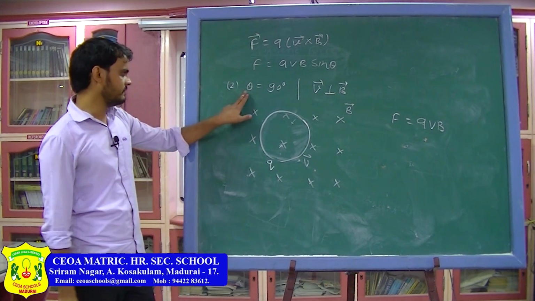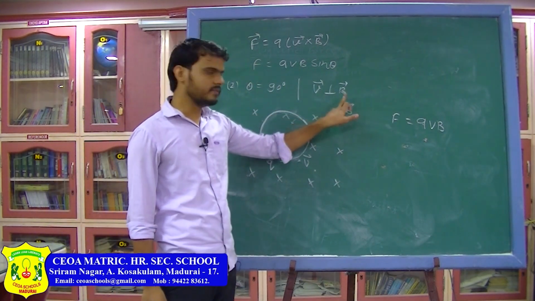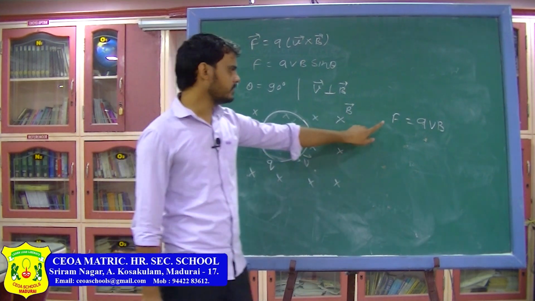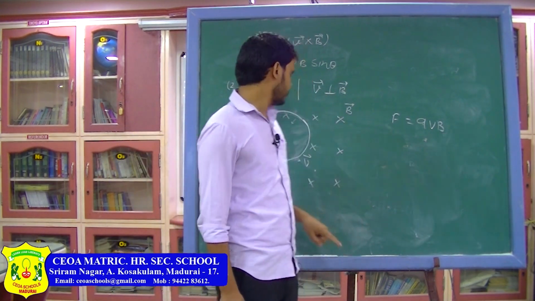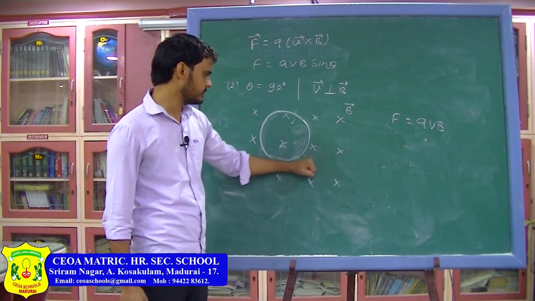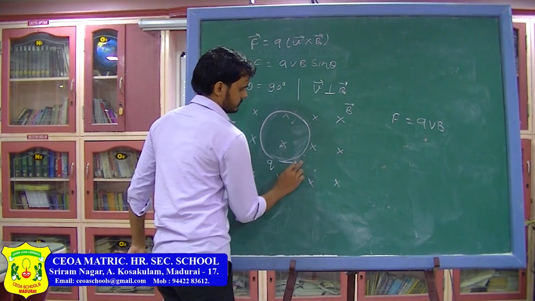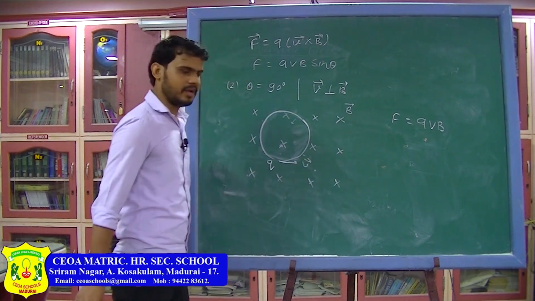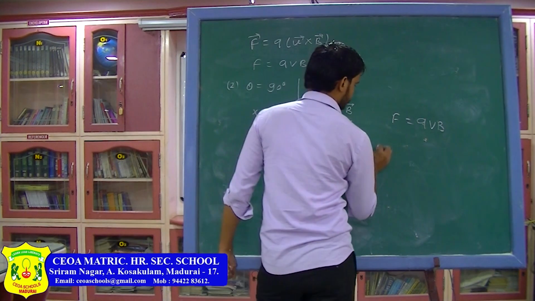So remember this thing: if the angle between velocity and magnetic field is 90 degrees, the magnitude of the force is qvB, and the force is always perpendicular to the velocity as well as the magnetic field, and the particle is going to do circular motion.